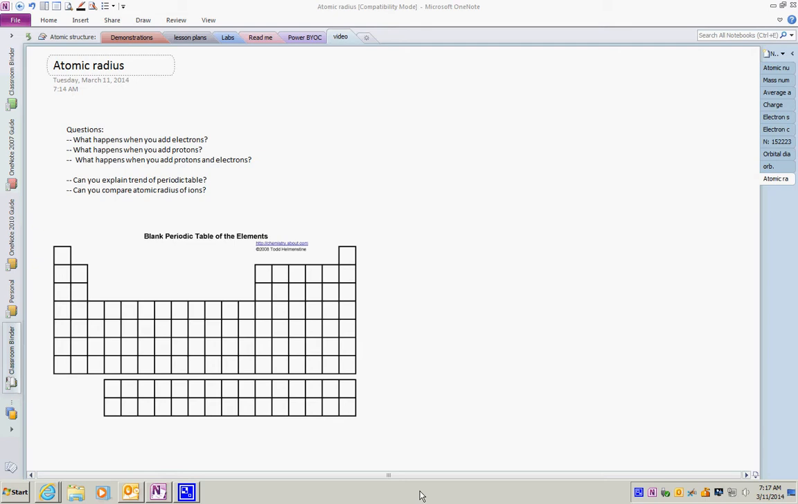So a couple questions that we'll look to answer in this PowerPoint are: what happens to the radius when you add electrons? What happens when you add protons? What happens when you add protons and electrons? Can you explain the trends of the periodic table?